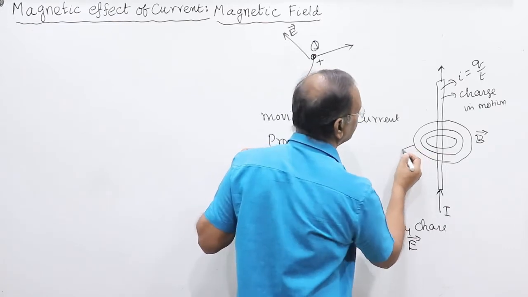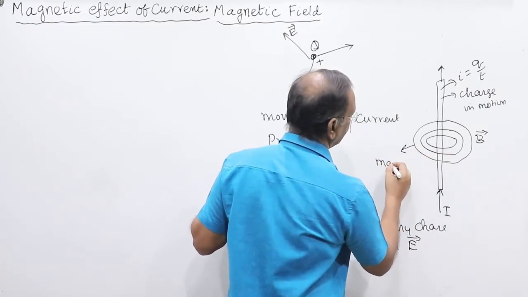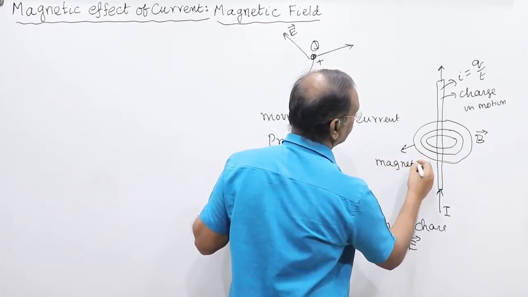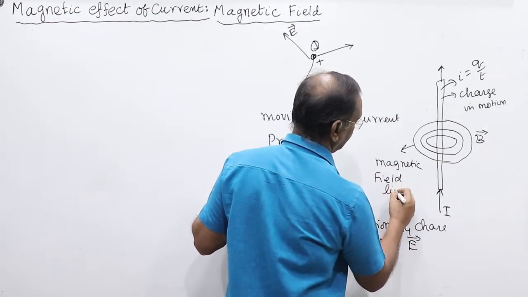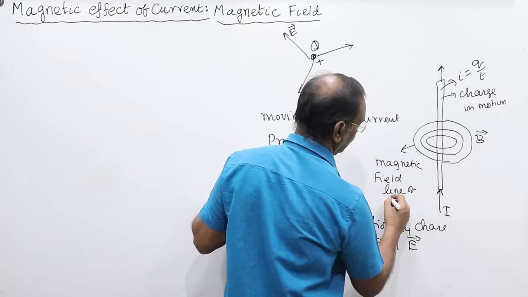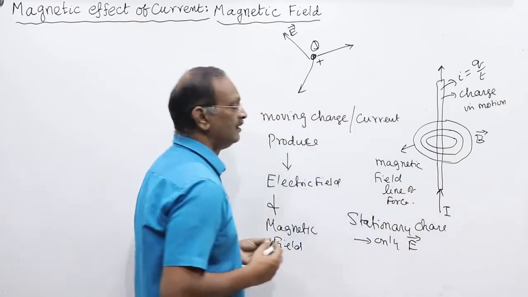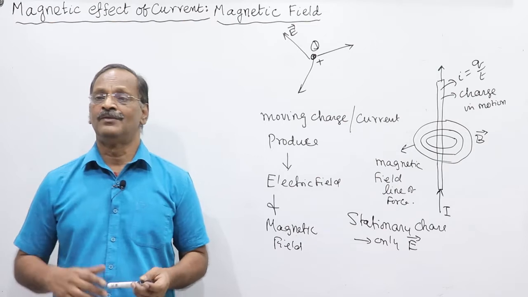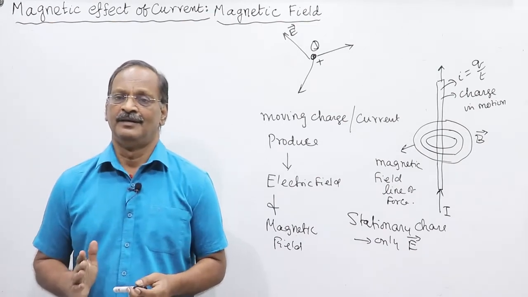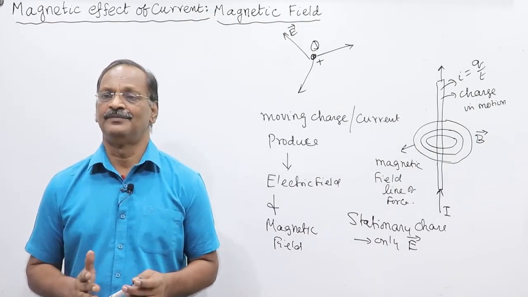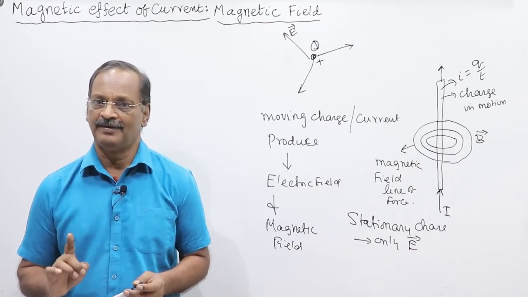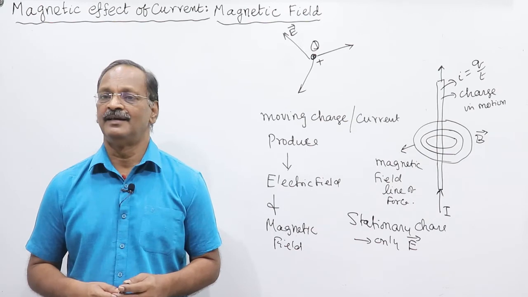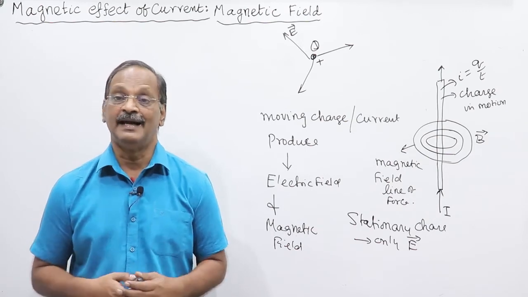that these are the magnetic field lines, the lines of force. So we should be able to know the direction of the magnetic field lines. When a current carrying conductor produces a magnetic field, the direction of the magnetic field is found using the right hand grip rule.